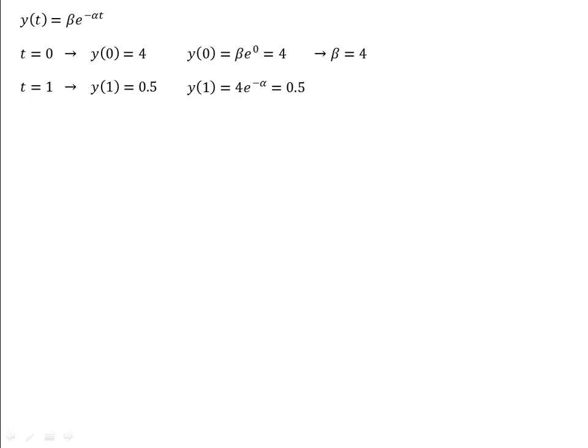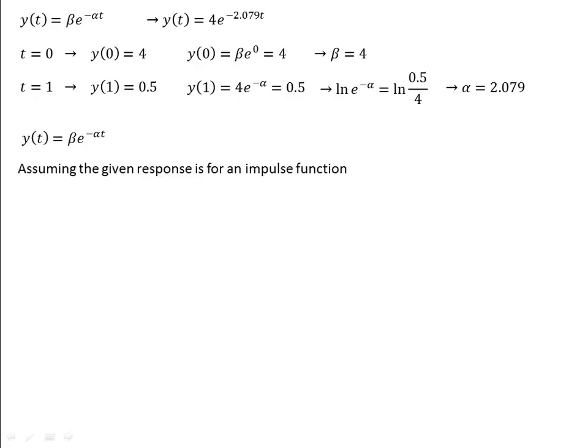In order to find alpha, we need to take the ln of both sides. So ln of e to the power minus alpha will be equal to ln of 0.5 over 4. If we solve this, we find alpha equal to 2.079. So the final form of the response is y(t) equal to 4 e to the power minus 2.079 t. Since y(t) is in this form and we found beta and alpha, assuming this response is given for an impulse input, the transfer function H(s) will be beta over s plus alpha.